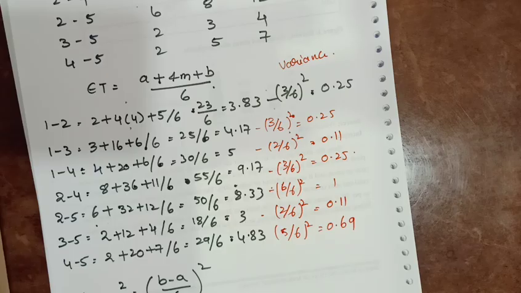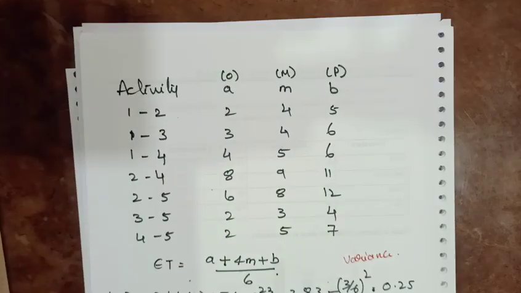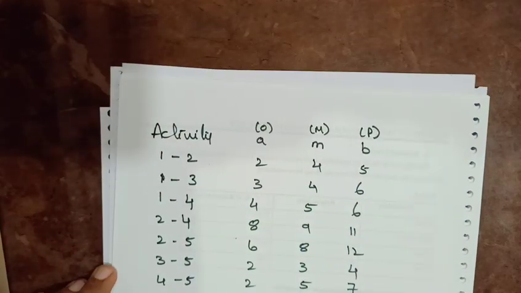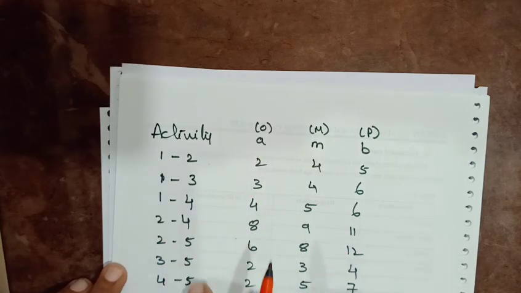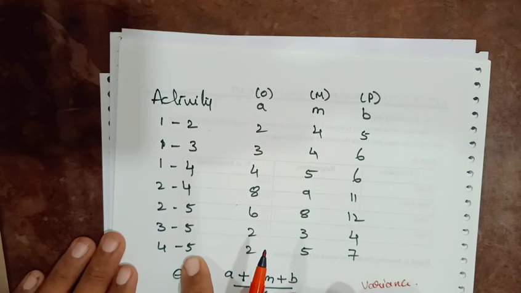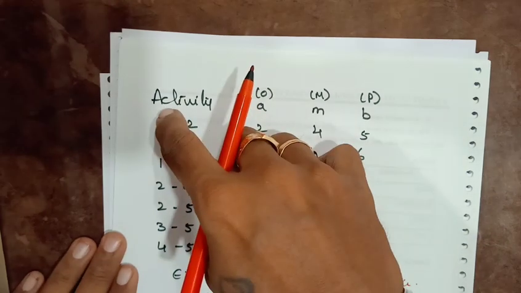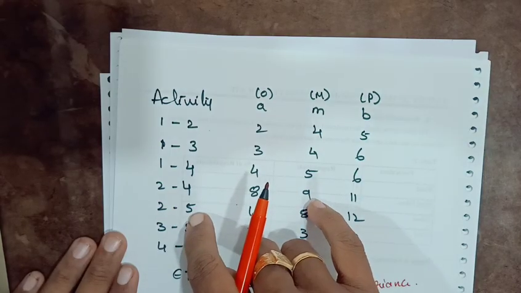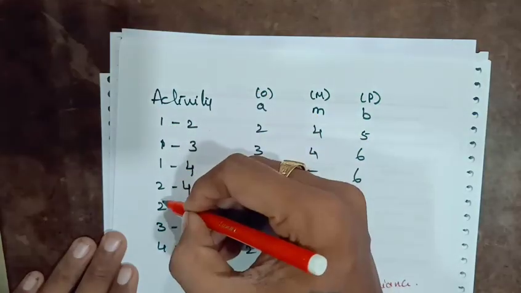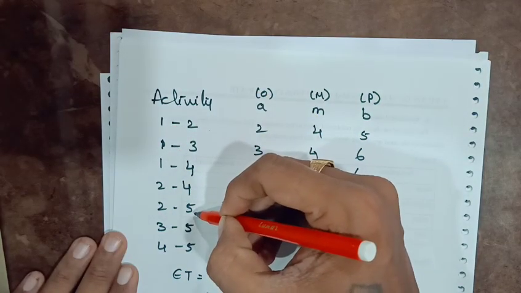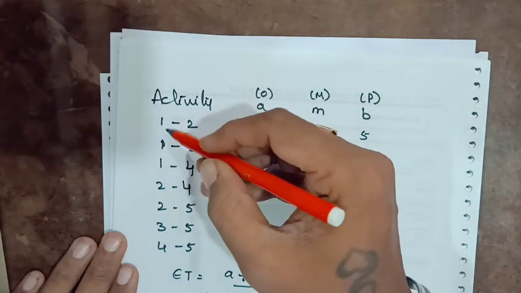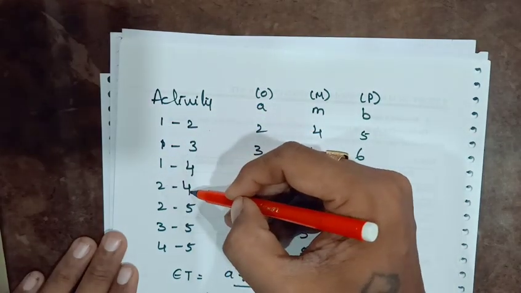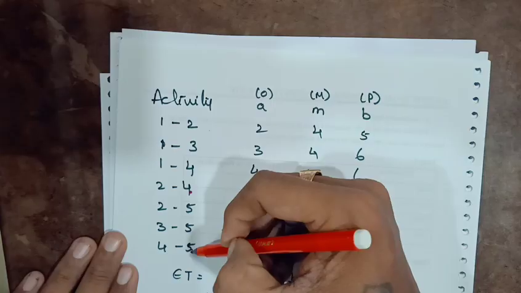After getting the variance, we find the possible paths. If we observe the possible paths, let us see the first one. There are 5 activities. The first possible path is 1 to 2, 2 to 5. Again, another path is 1 to 2, 2 to 4 and 4 to 5.